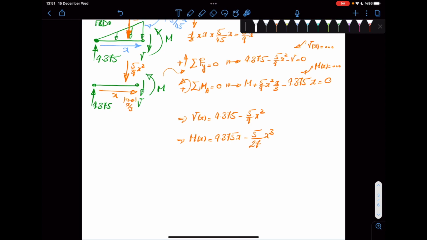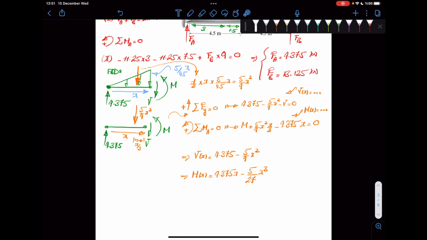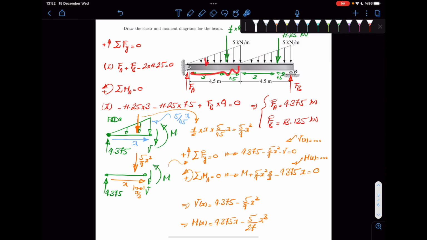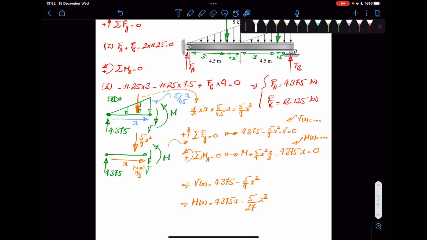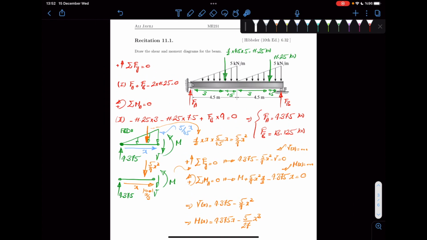All right, so you have your relationships for V and M, and once you have this, you can use this information to draw them. But I don't want to do that. I want to go now for the second part and calculate what happens in the second part of the beam. We learned what happened here, we do this, and then we draw them all together. So this was the solution for the first part.